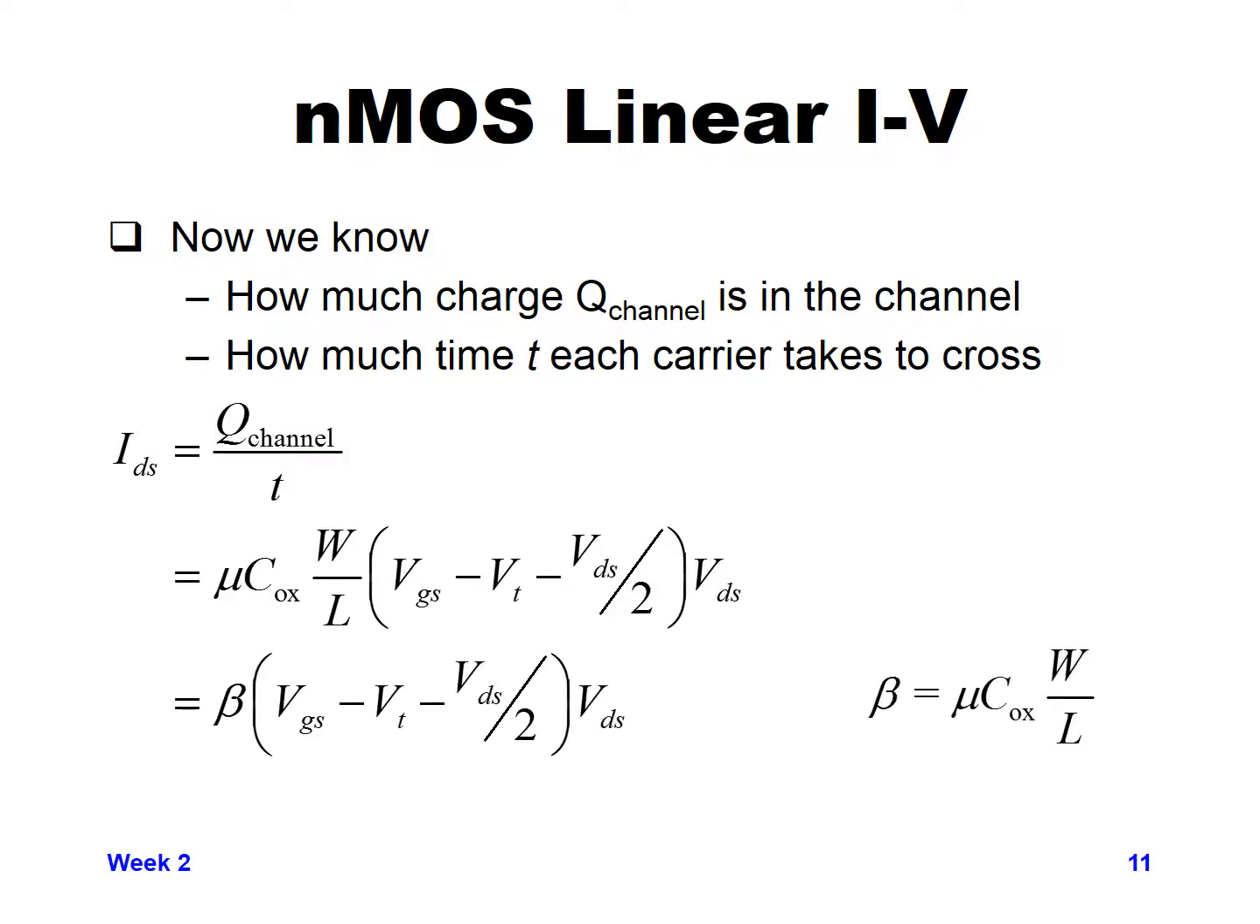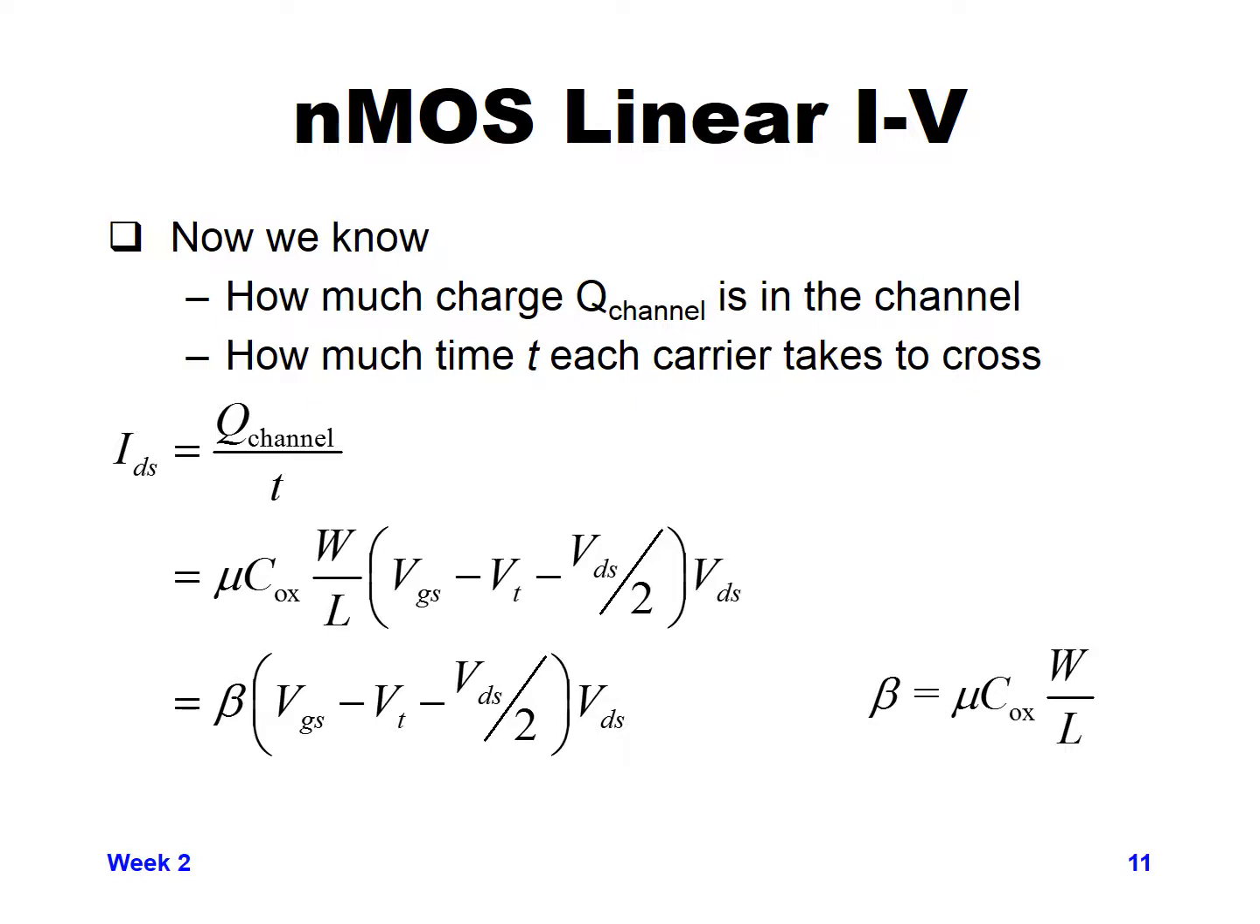And then one of the things that is a common notation is to take the mu Cox W over L figure and replace it with the term beta. So instead of mu Cox W over L, we'll say beta times VGS minus VT minus VDS over 2 times VDS.